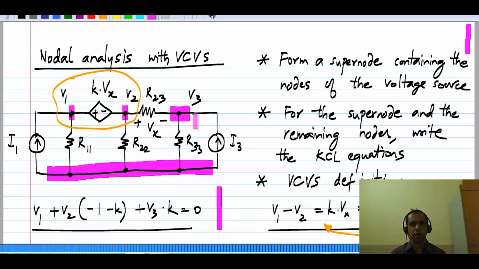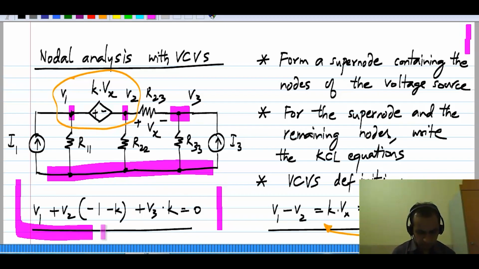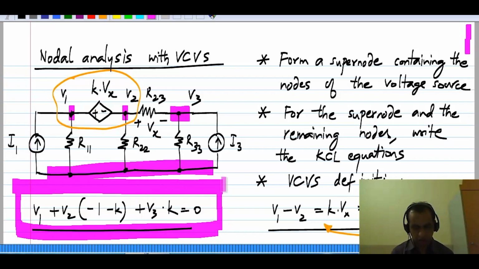I've already written down the equations in the case of the independent voltage source. This controlled voltage source is connected in the same way as that independent voltage source. So all you have to do is replace the definition of the independent voltage source with the definition of the control source, which is given here.